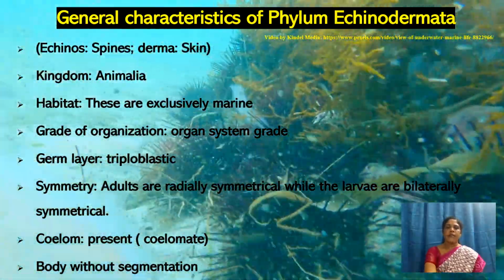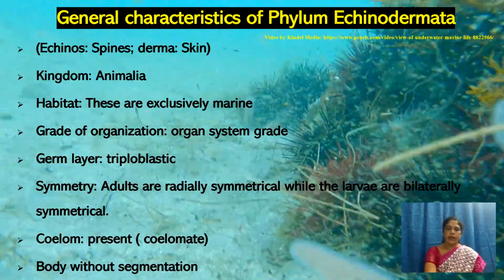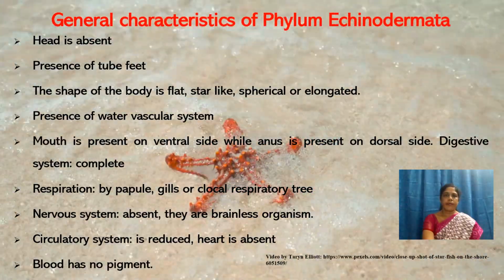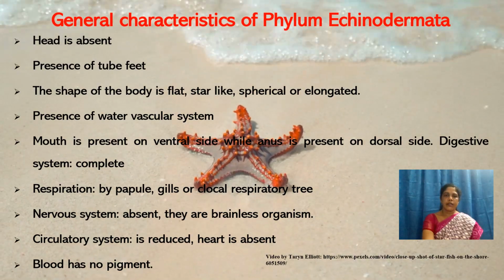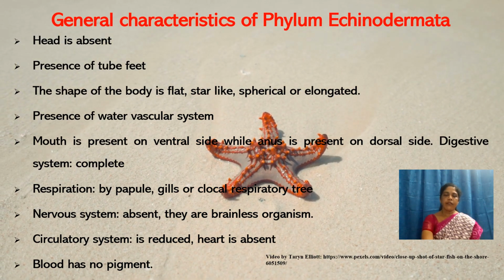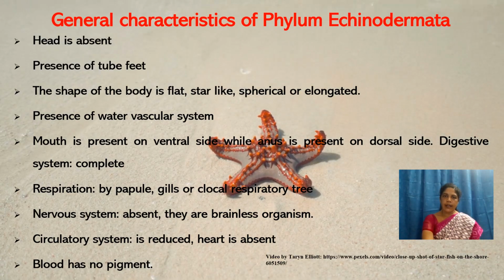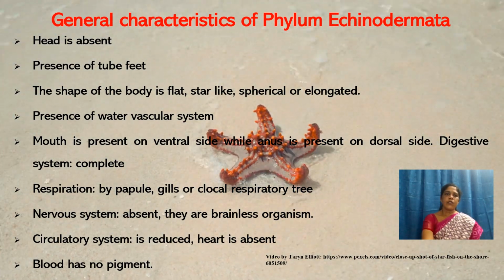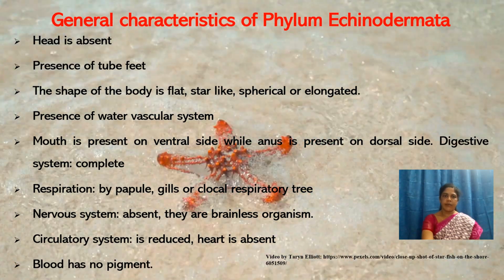They have coelom in them, and the body is without segmentation. Head is absent, but there is presence of tube feet. The shape of the body is flat or star-like or spherical or elongated. There is presence of water vascular system.